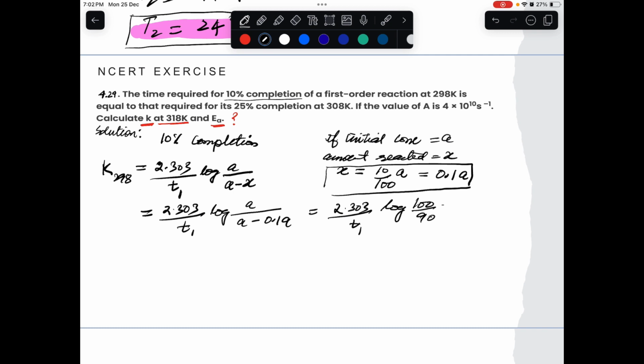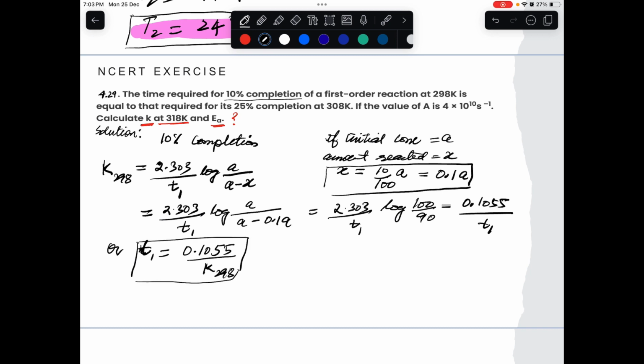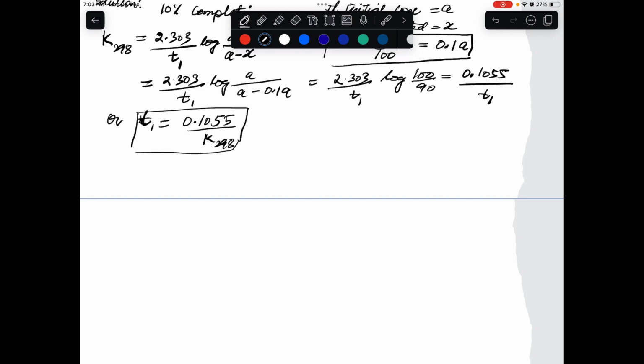So the value is 0.1055 divided by T1. Okay. Or we can say T1 is equal to 0.1055 divided by K at 298 Kelvin. This is the value of T1.